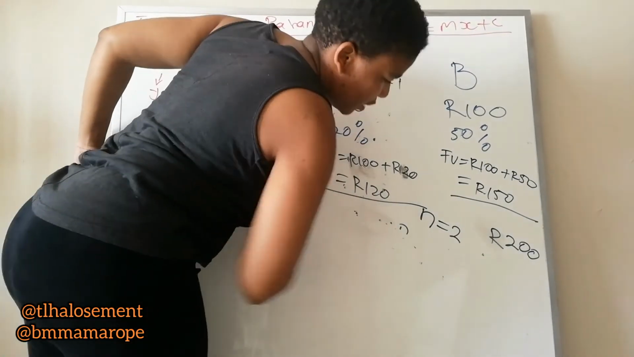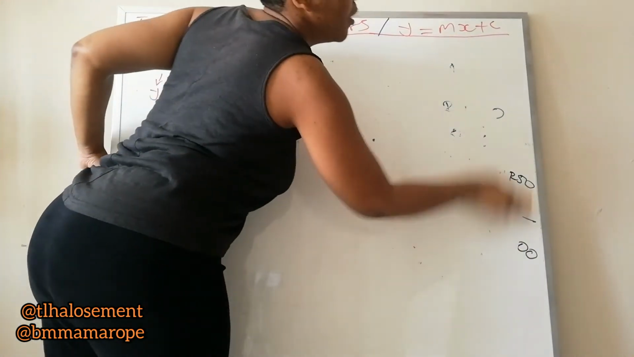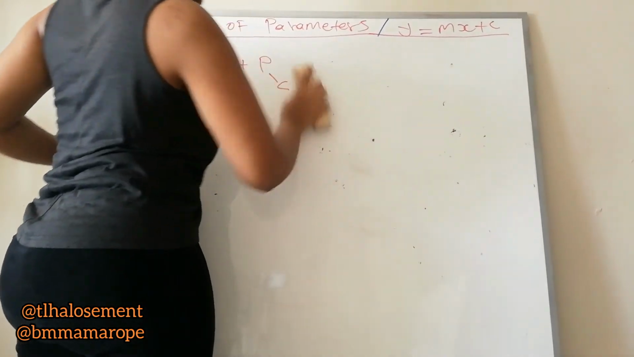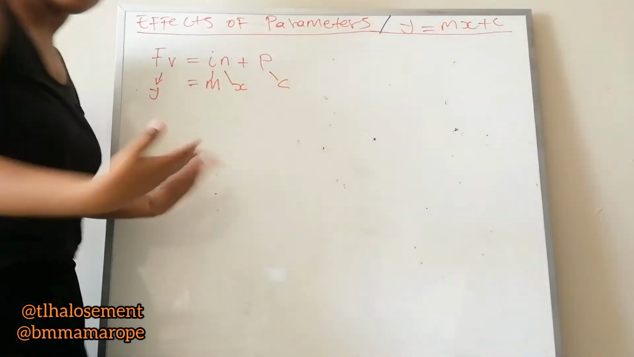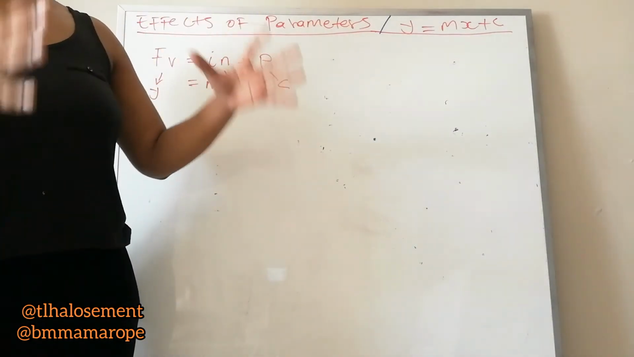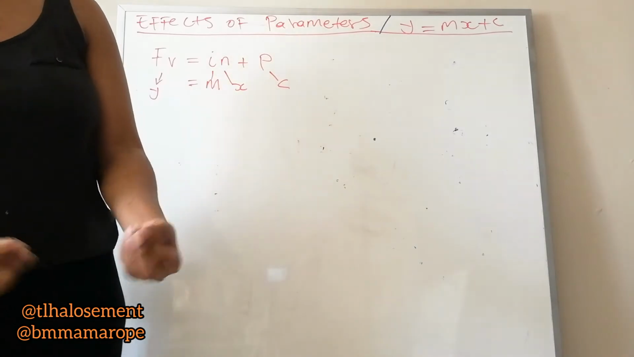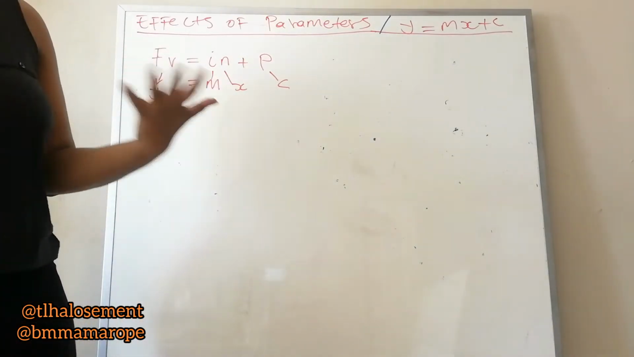The third parameter is N, the amount of time. I think this one is very simple. It makes sense. You can even hear it when you're saying it. It says the longer you leave your money in the investment account, the more money you're going to get because you left your money longer.